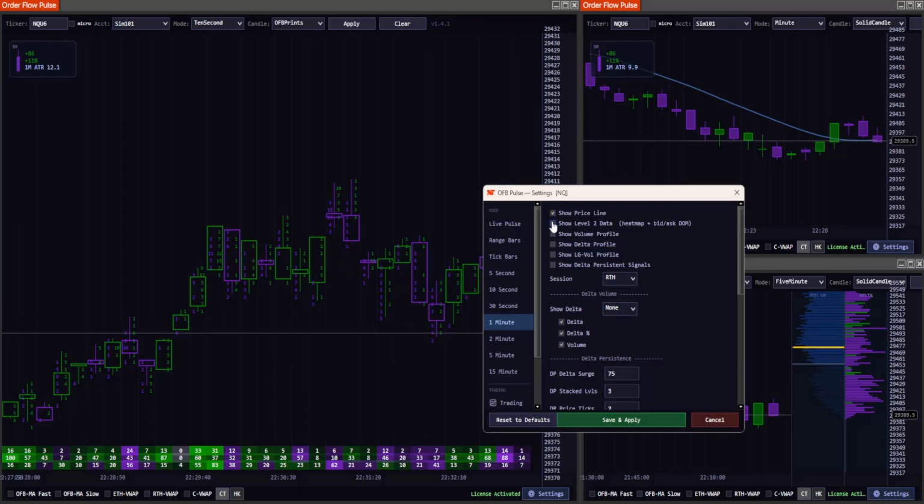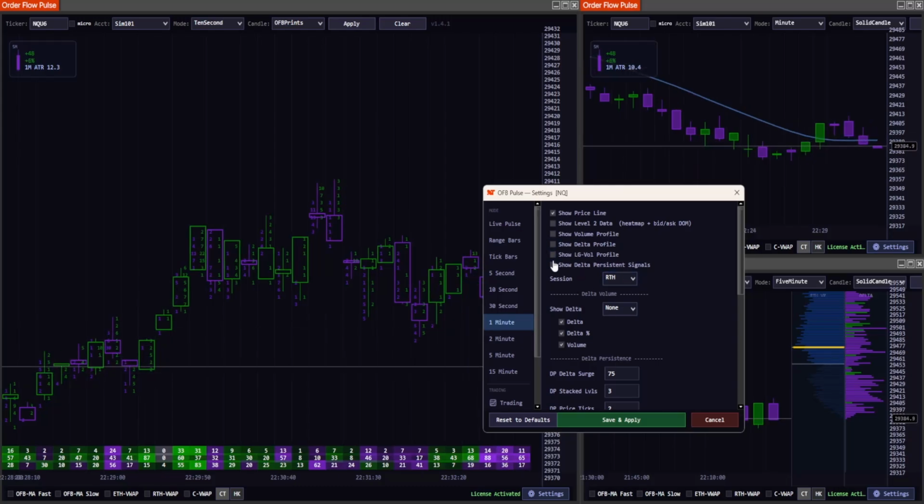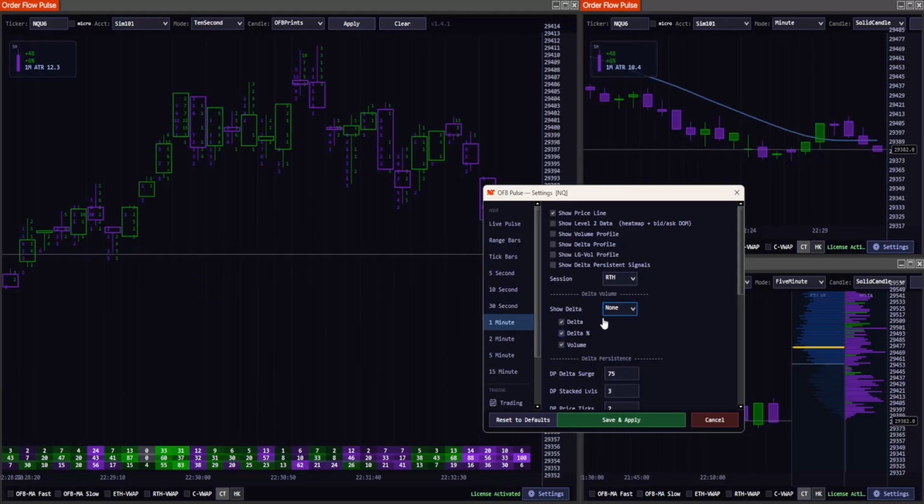Show price line, that's it. I'm not showing volume, delta, large volume profile, none of that. Session: RTH, regular trading hours. I need to have that set. The delta percentage, I have this set to none. If you want to show it, you have to set it to either candle or both, and then the delta, percentage and volume will show up.